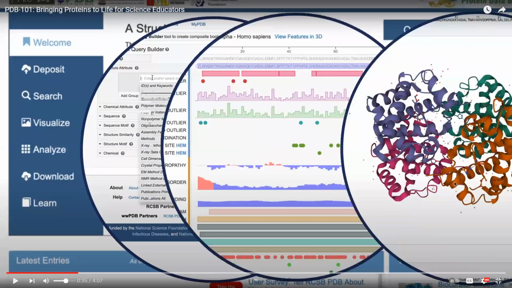So you can go to rcsb.org and look up various proteins that you might be curious about, and you'll see the wealth of information that is available at this database site, where you can find out so much about these proteins whose structures have been determined.